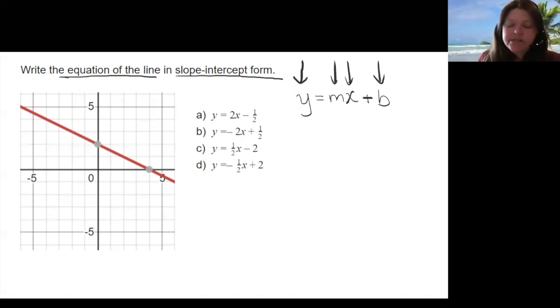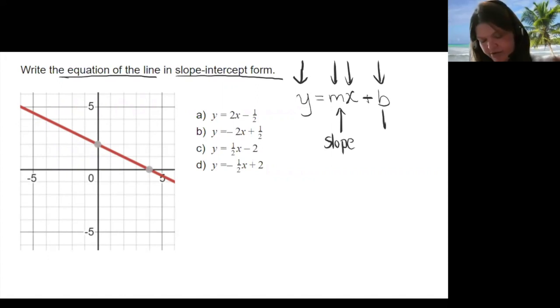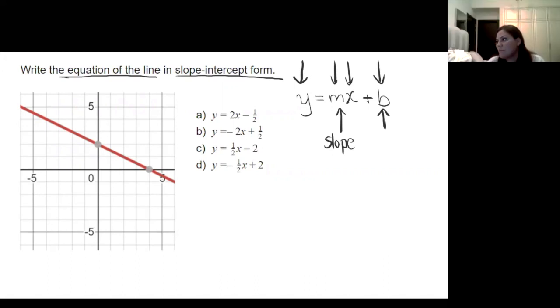The idea here is that if you have your y alone, you can see 2 things. You can see the m, and earlier we said that m stood for what? Mathematicians use the letter m to stand for what in this case? Slope. And you can see the b. Does anybody know what we use the letter b to mean? The y-intercept.